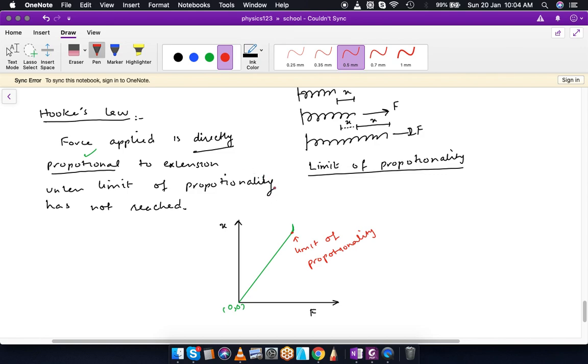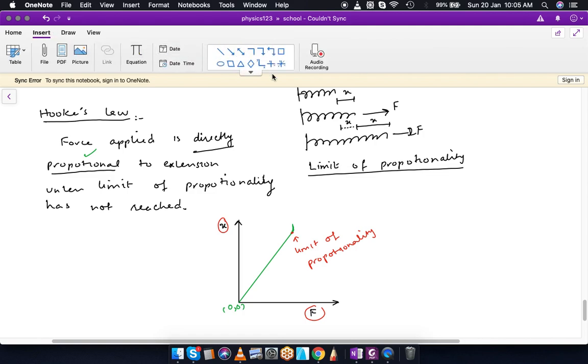Now, remember that I just put x on this axis and force on this axis. Generally the convention is that the independent value has to be on the x-axis. When we call something independent, it means the value is in our control, because the force we're putting in is in our control. But the extension is actually dependent in this whole scenario, so obviously we can put it on the y-axis.